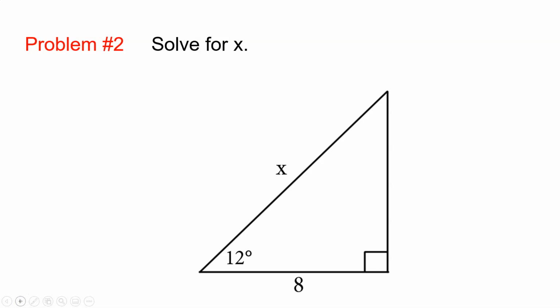All right, problem number 2. One more time, solve for x. So again, they don't ask us to round, so we're going to round to 2 spaces after the decimal. So here, let me write SOHCAHTOA up above. All right, let me go ahead and label everything based off my reference angle. So I see that there's a 12 degree angle there.